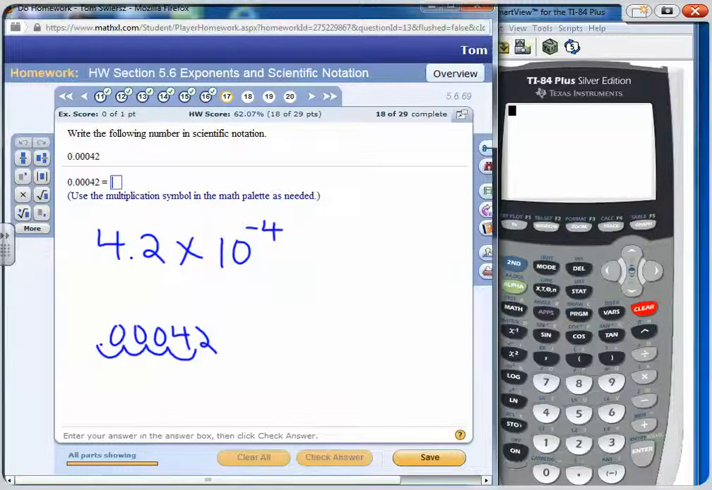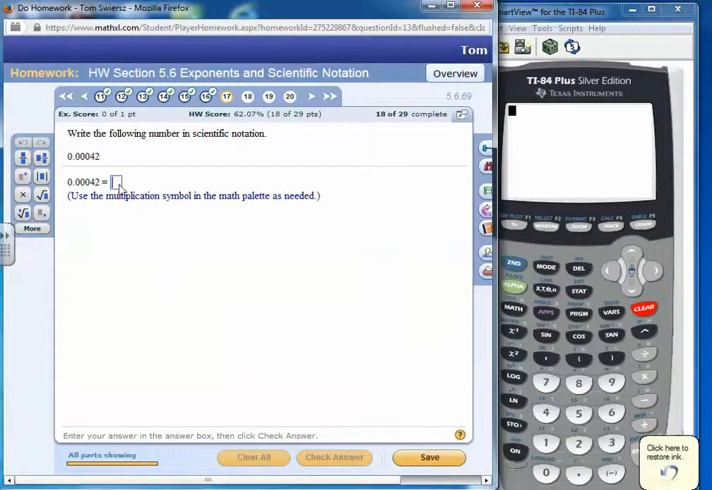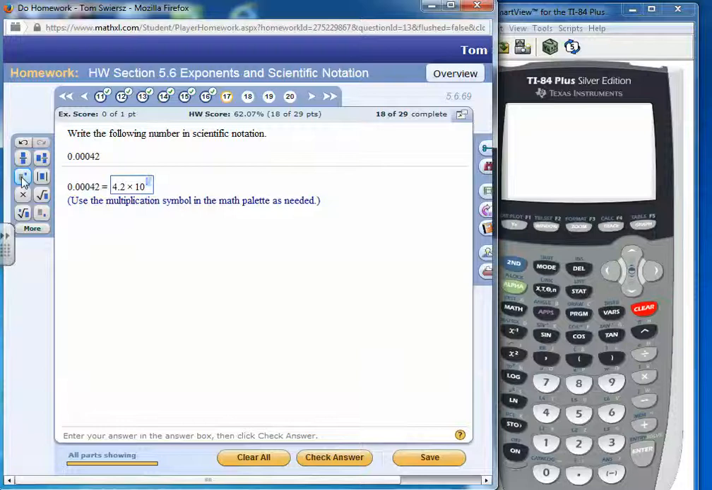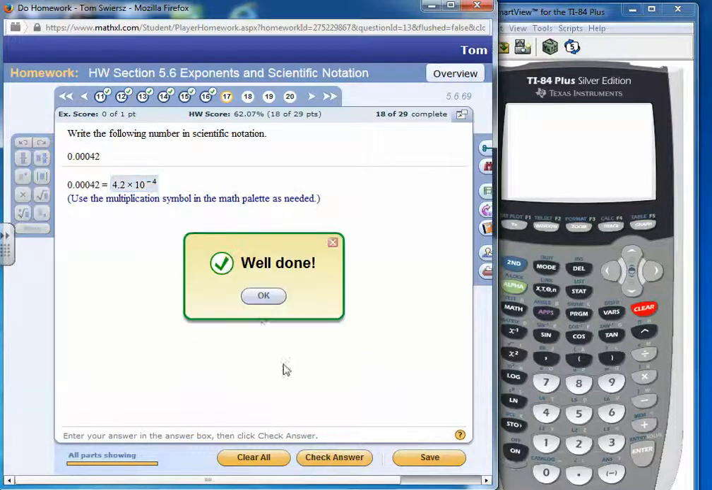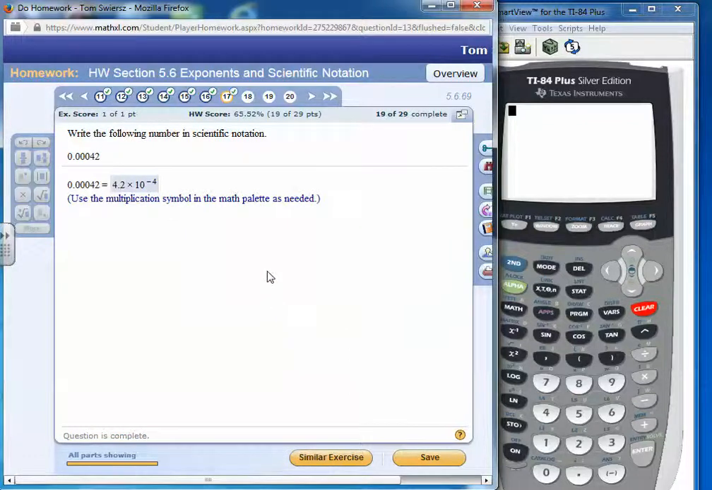Because if you multiply by 10 to the negative 4th, you keep on dividing by 10, so the number would become smaller, and you would get that number. So a smaller number has a negative exponent. So 4.2 times 10 to the negative 4th. And now our superscript is there. We got to put in a negative 4 in the exponent. And that is our correct answer.